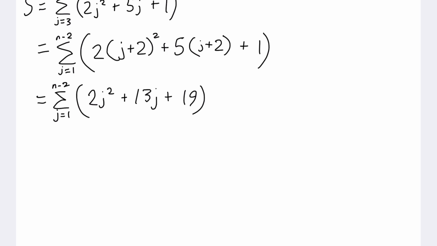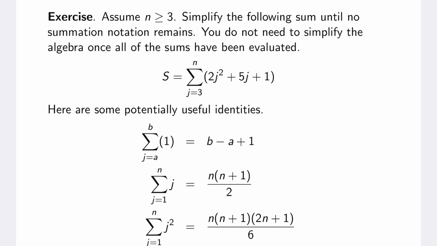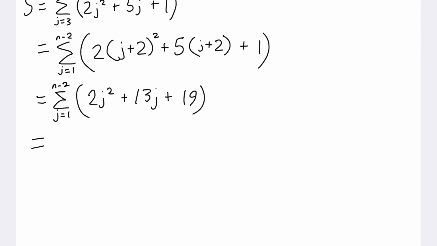Okay, we have a summation that starts with its summation variable at 1, but we're not quite at the point where we can use these summation identities. We have something for when the summation is just j, for when it's j squared, and for when it's 1, but not for when it's 2j squared plus 13j plus 19. So we can use some properties of summations. These are given in more detail in the readings to split up the summation.